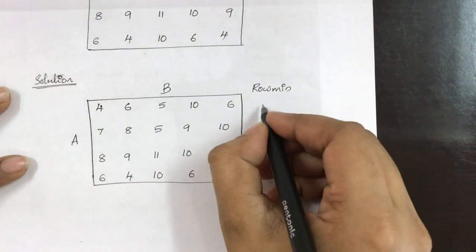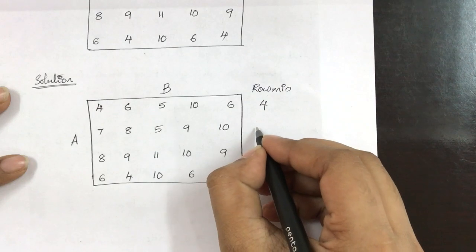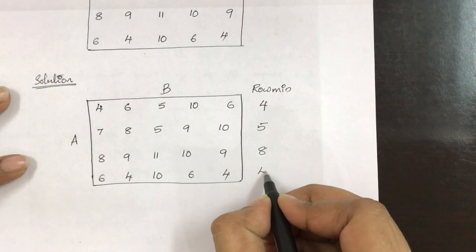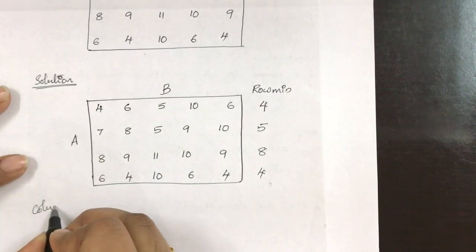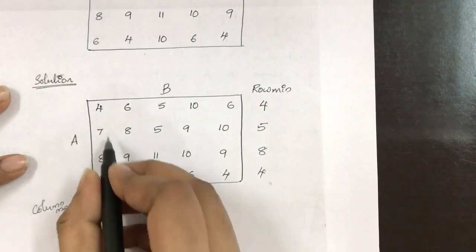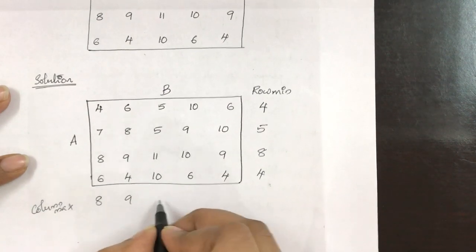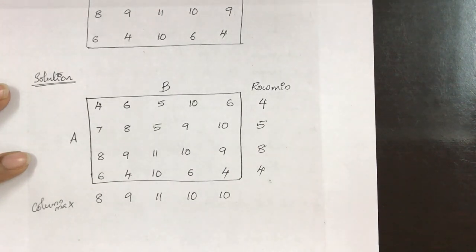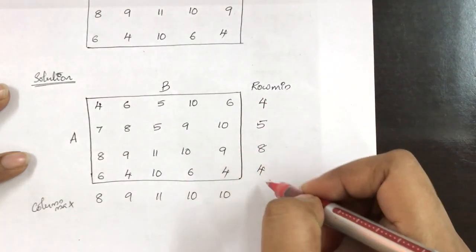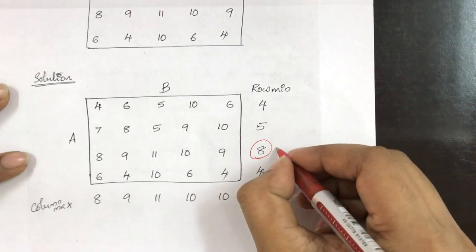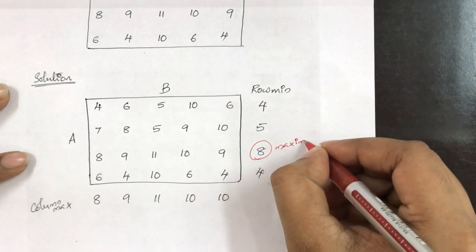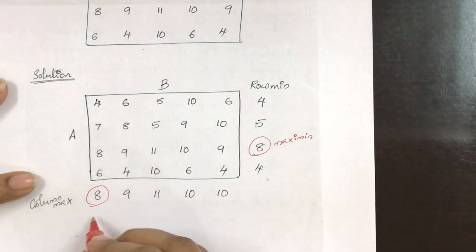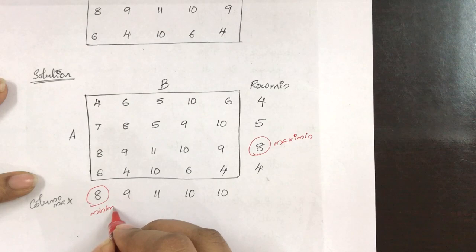The minimum value of the first row is 4, second 5, third row 8, 4. Then the column maximum: 8, 9, 11, 10, 10. Among the minimum values, we need to choose the maximum. Among the maximum values, we need to choose the minimum. This is the minimax.